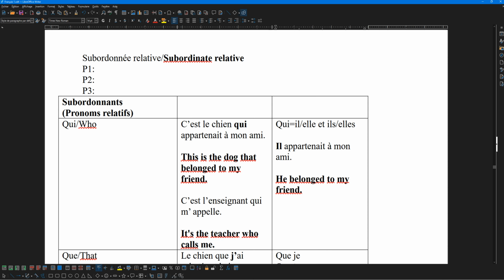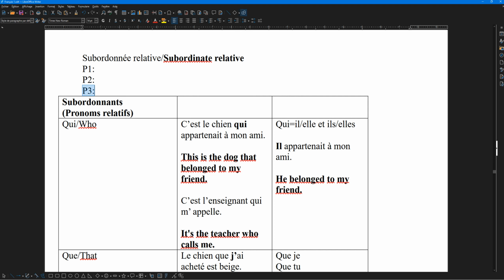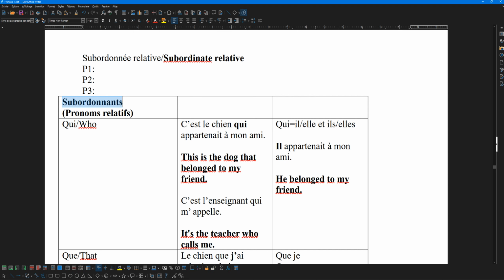Today I want to talk to you about the subordinate relative, la subordonnée relative. So think about a sentence that is composed of two previous sentences and they are linked together by a subordinate. I'll begin this video by showing you the basic subordinates that will link two sentences together. So let's begin with qui.